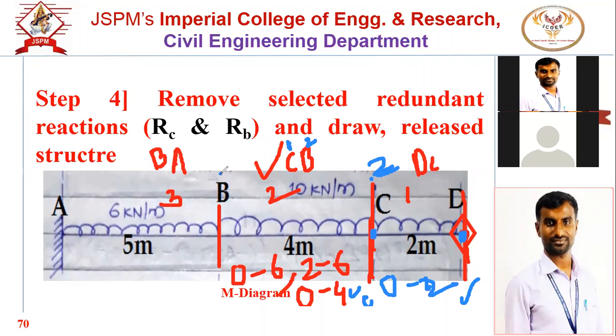Similarly, at end point, what is the distance of end point from the origin? This is 4 and this is 2, 6 meter. So limit will be from 2 to 6 when D point is the origin, and the limit will be 0 to 4 when C point is the origin. These two limits are also correct. 2 to 6 for D is the origin and 0 to 4 for C is the origin.